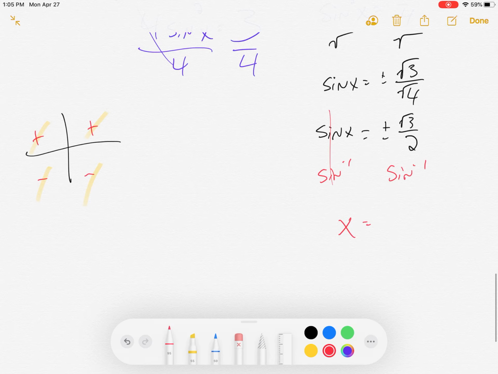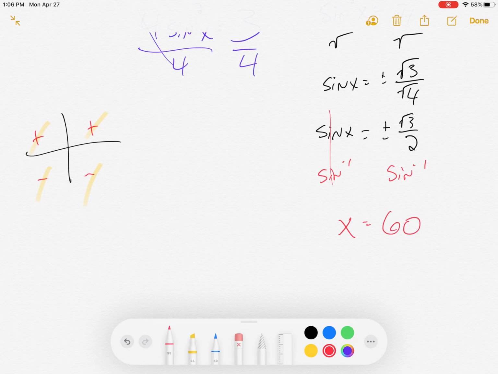You should get x equals, and again, what buttons are you going to press? I'm not going to write this one out, so please listen carefully. Inverse sine, you're going to press the square root button, you're going to press 3, close your parenthesis, now divided by 2. And you should get x equals 60.